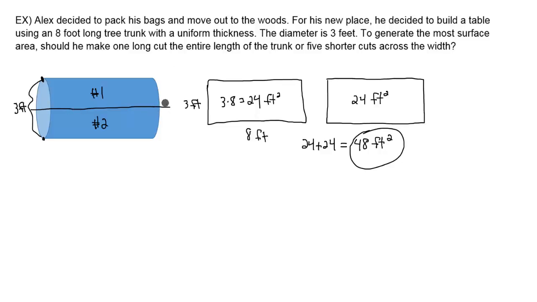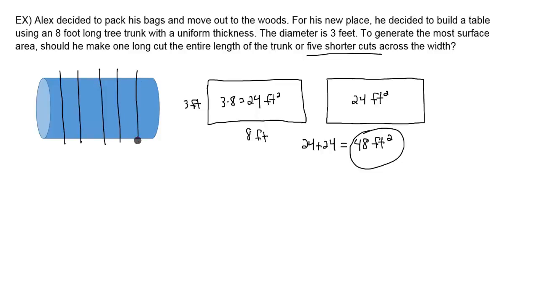Now that's one situation. He also says that he wants to try to cut this in five shorter cuts. So let's get rid of all this stuff here. And now I'm going to make five cuts. So that's going to be my first one, my second one, third one, fourth one, and then fifth one. So that's five cuts. So it's going to create six pieces of wood. It's going to be this one is your first one, second one, third one, fourth one, fifth, and sixth. So we're going to have six pieces of wood laying on the ground.